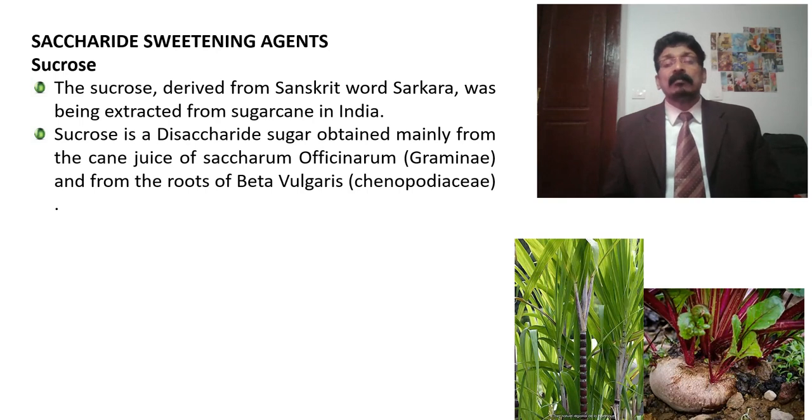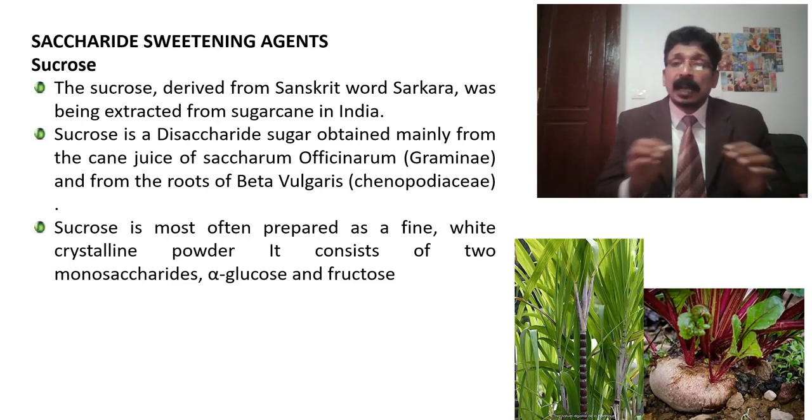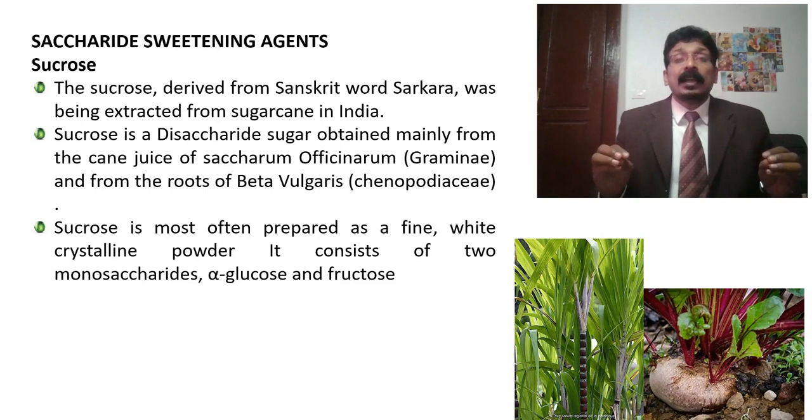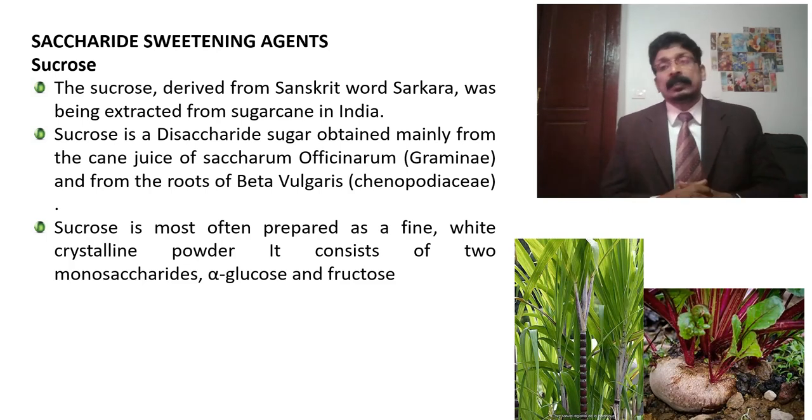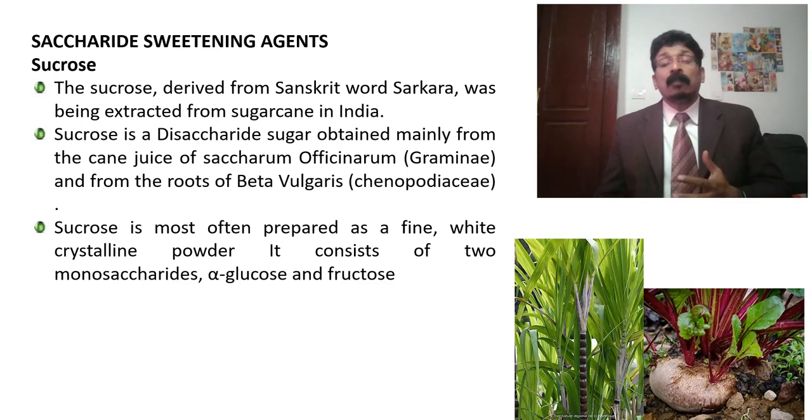Sugar cane is the plant Saccharum officinarum, family Gramineae, and sucrose is also obtained from the roots of beetroot, Beta vulgaris, family Chenopodiaceae. Sucrose is most often prepared as a fine white crystalline powder. It consists of two monosaccharides, alpha-D-glucose and alpha-D-fructose.